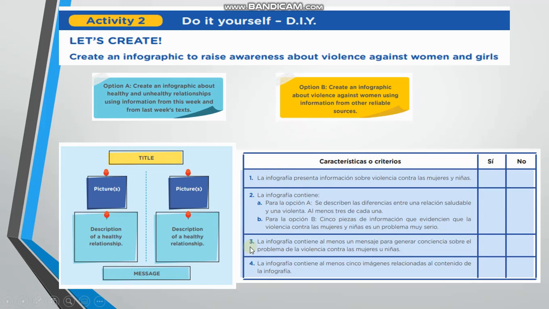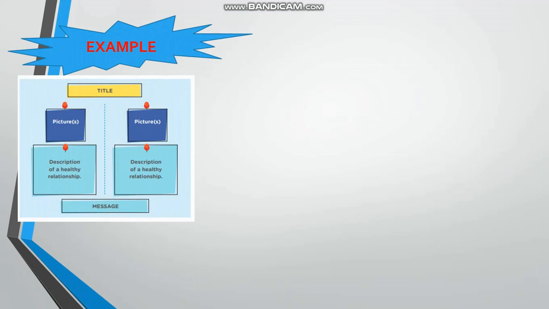Characteristic number 3, your infographic has a message, an important message to raise awareness about this problem. And characteristic number 4, your infographic has at least 5 pictures about the topic, about this problem. Okay? I give you one example using this model.